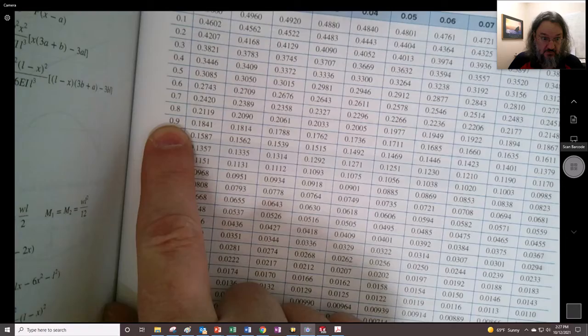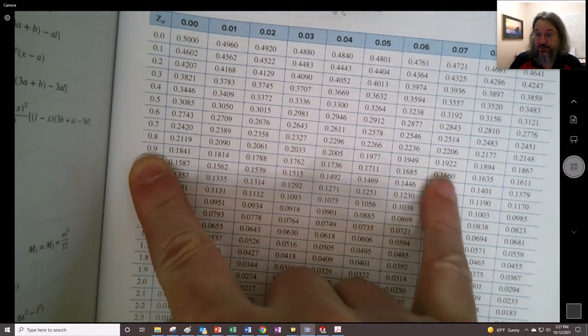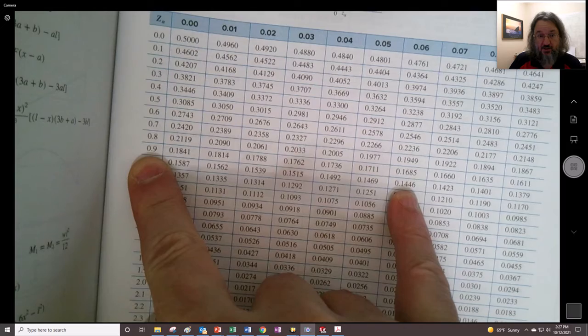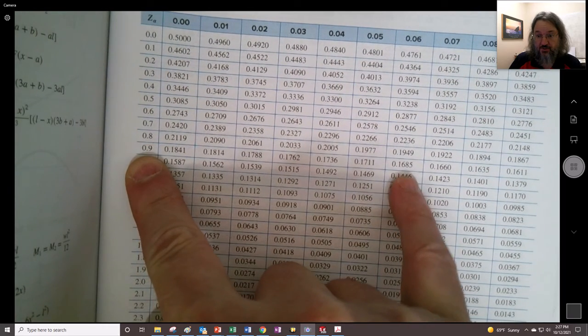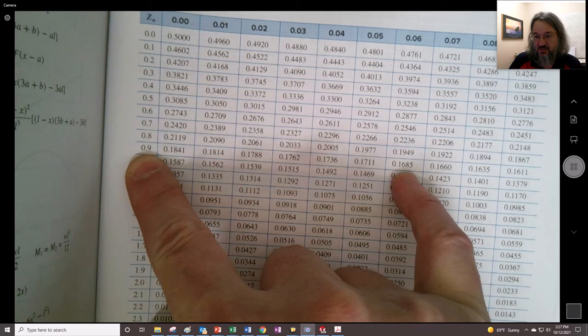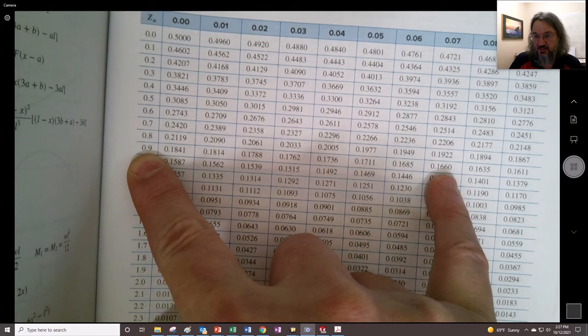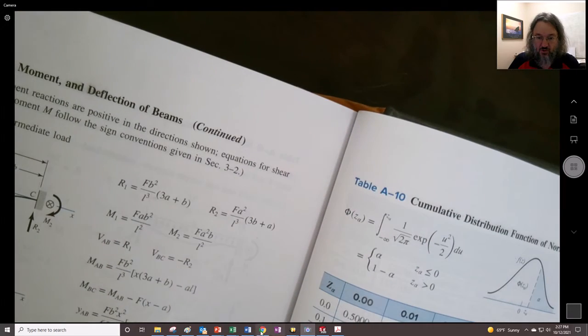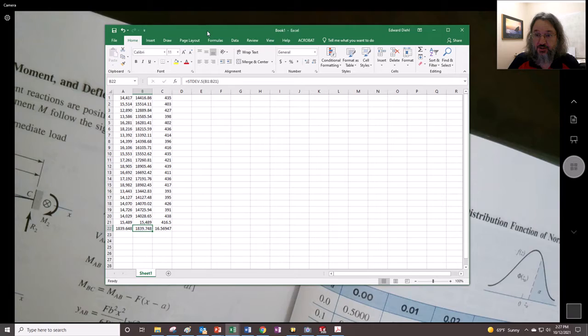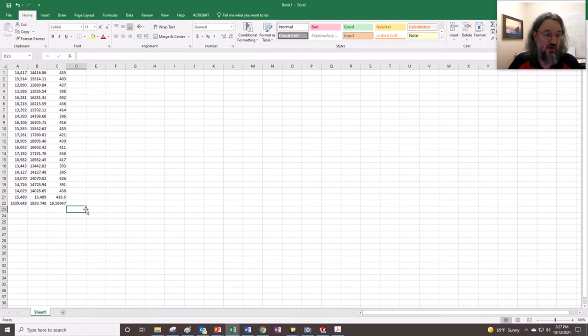So we would take 0.9 right here, and then we would find 6. So it's going to be somewhere between right here. No, there it is. 0.1685 and 0.1660, right?